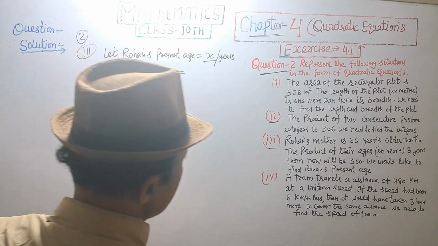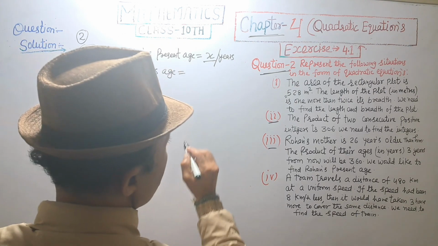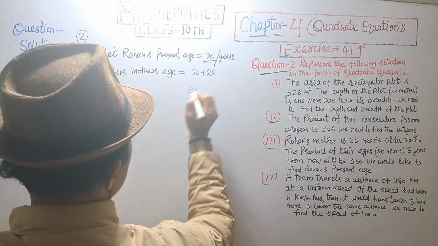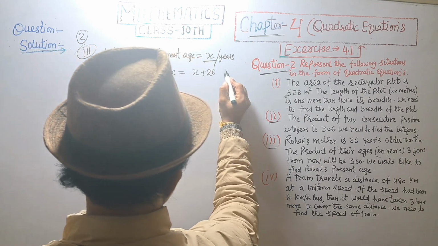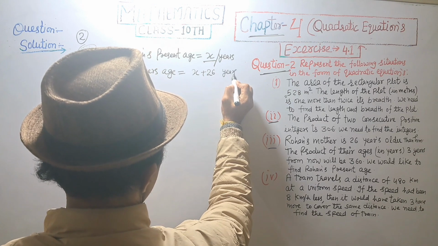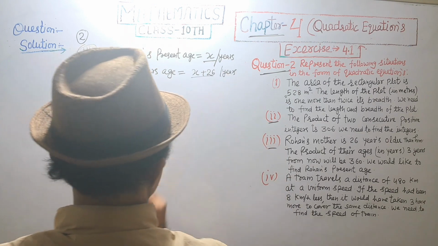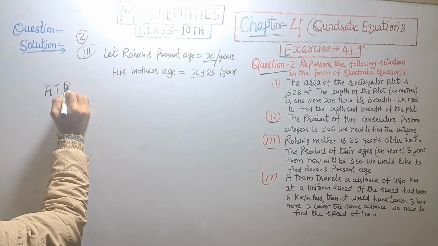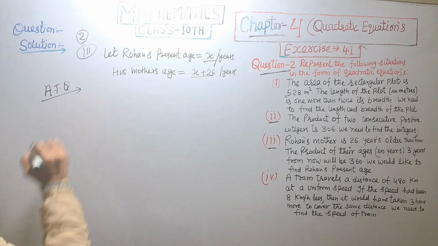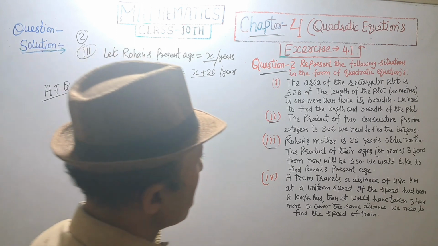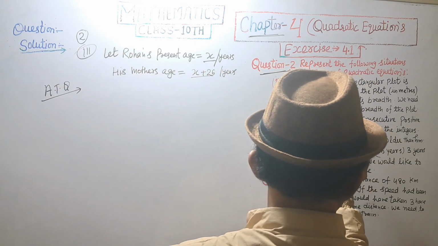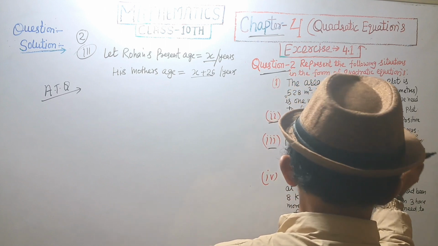His mother's age is equal to x plus 26 years. According to the question, Rohan's mother is 26 years older than him.